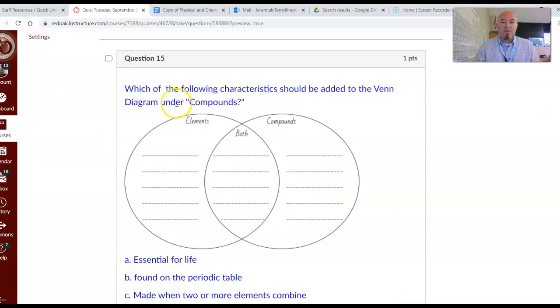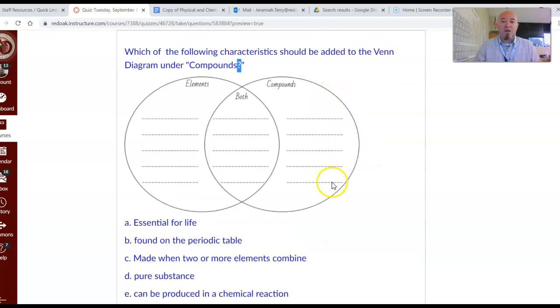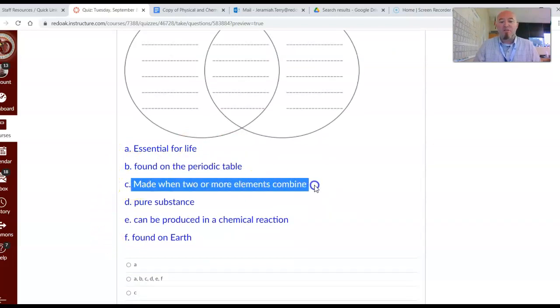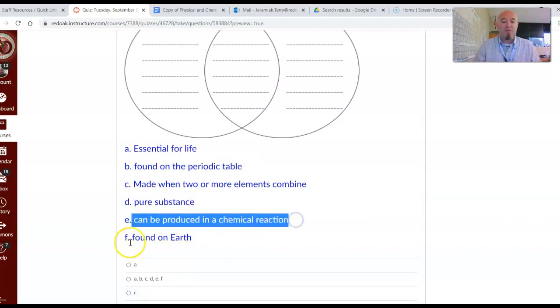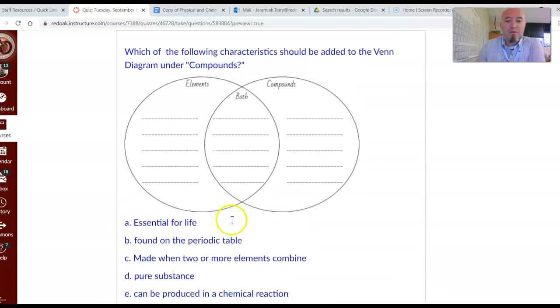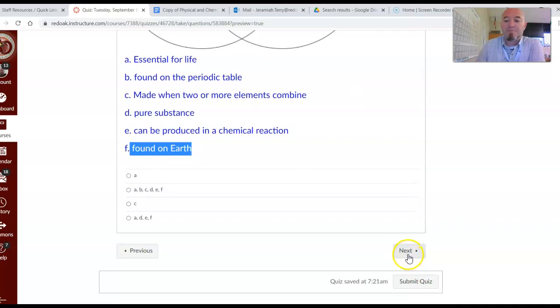Next question. Which of the following characteristics should be added to the Venn diagram under the word compounds? So which one of these belongs only on this side? It could be one or more. Is it A, essential for life? B, found on the periodic table? C, made when two or more elements combine? D, a pure substance? E, can be produced in a chemical reaction? F, found on Earth. Which of those belong here on the compound side?